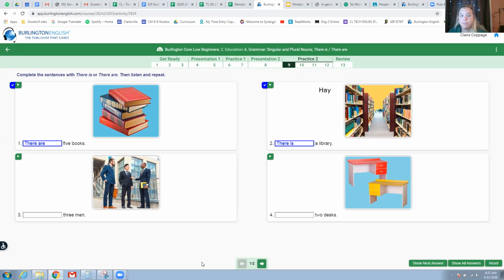Rocio, number 3. There are. Can you read the whole sentence? There are 3 men. Men. There are 3 men. Patty, number 4. There are two desks. Okay. You sound like a snake. Desks. Good job. There are 2 desks.